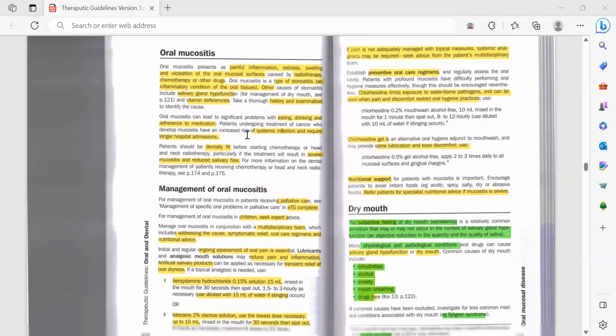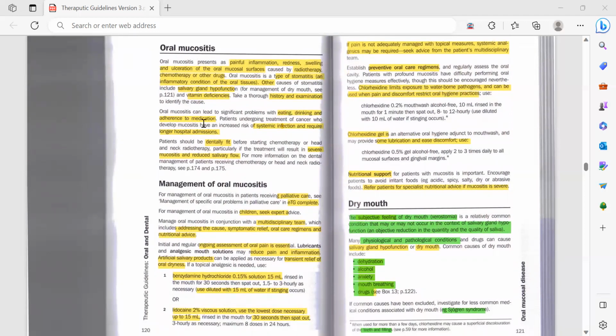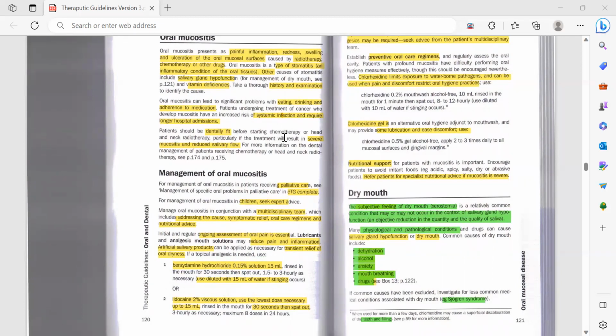Patients undergoing treatment of cancer who develop mucositis have an increased risk of systemic infection and require longer hospital admissions. They have increased chances of systemic infection because cancer therapy very severely affects your immune system. Patients should be dentally fit before starting any chemotherapy or head and neck therapy.